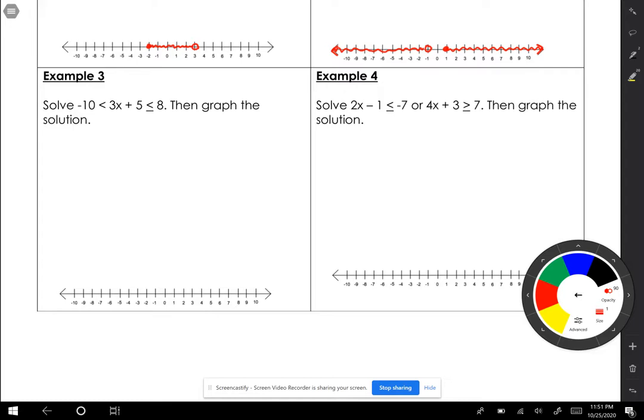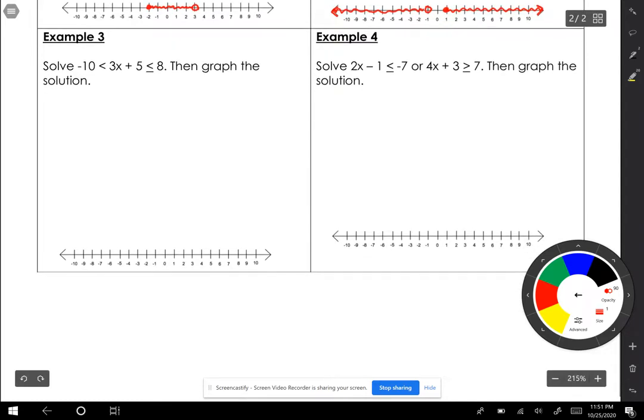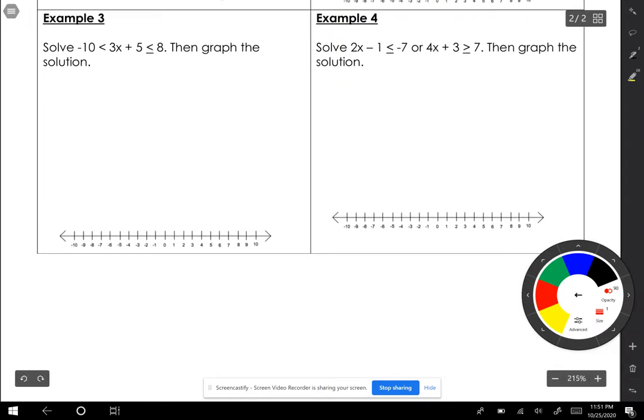So solve -10 is less than 3x plus 5, which is less than or equal to 8. Then graph the solution. So I'm going to write the inequality. -10 is less than 3x plus 5, and 3x plus 5 is less than or equal to 8. So you do these the same way you would do equations, but you have 3 sides.